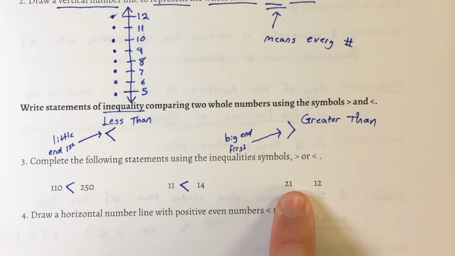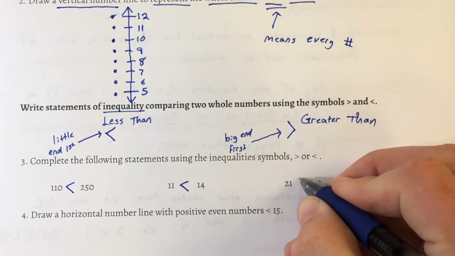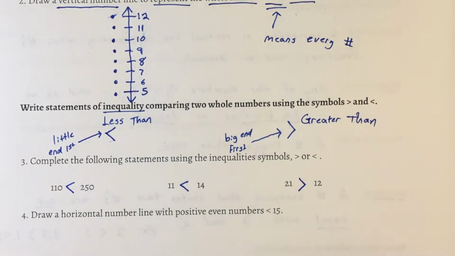All right, the last one, 21 and 12. If I was looking at a number line, 21 is going to be further to the right. 12 is going to be further to the left. That means 21 is larger. So we're going to say 21 is greater than 12.